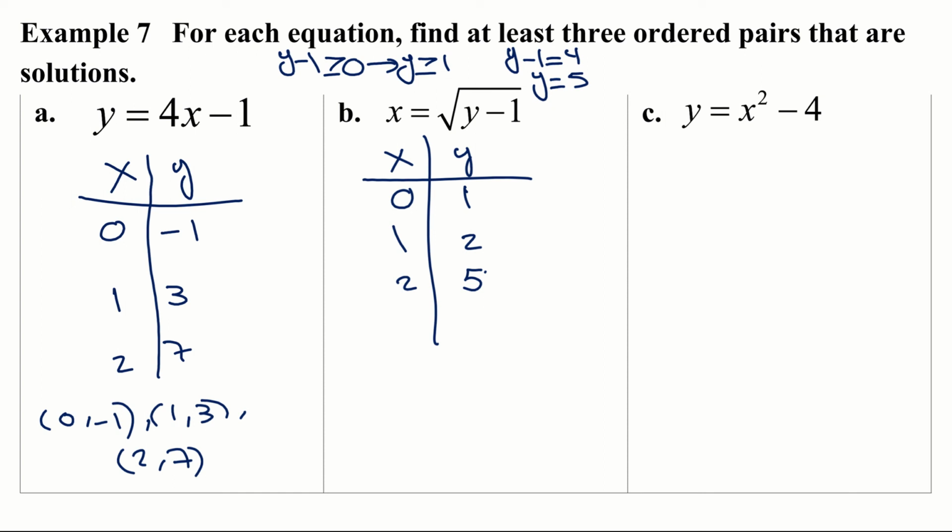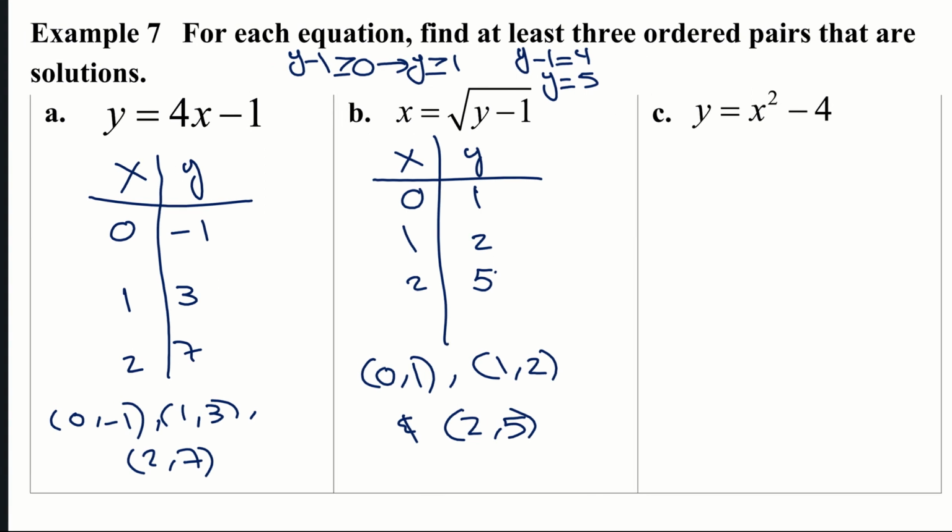All right, so the ordered pairs here would be (0, 1), (1, 2), and (2, 5). Again, you may come up with different ordered pairs that are solutions, and that would be totally fine. But notice we still gave the solutions using x first and then y, right? Even though we plugged in for y first, that doesn't matter. In the end, you're going to write your ordered pairs in the correct order. Okay, how about this next one?